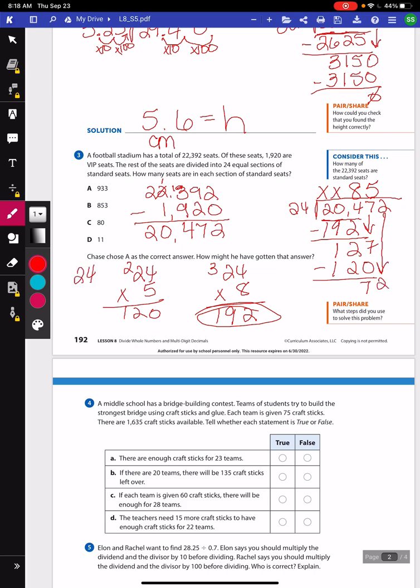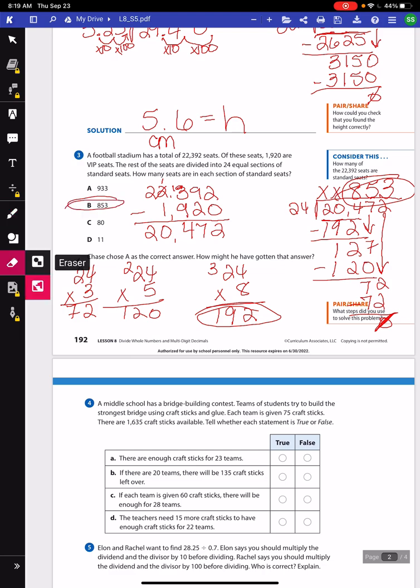Let's try 3. So 24 times 3. 3 times 4 is 12. So I keep my 2, carry my 1. 3 times 2 plus 1 is 7. I get 72. So I put my 3 up here. 3 times 24, 72. I subtract and get 0. Nothing else to bring down, so I am done. So I get 853 as my answer, so I should choose B.